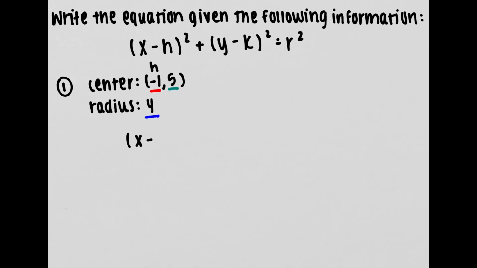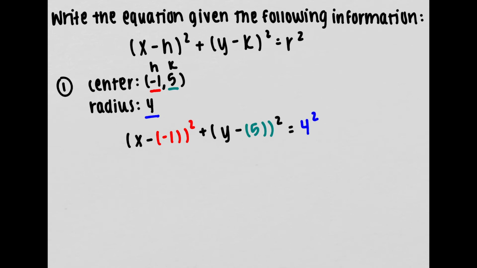So I have x minus, and in parentheses a negative 1, squared, plus y minus, my k was the y value of the point, which is 5, squared, and it's equal to r squared. My radius is 4 here, so I have 4 squared.